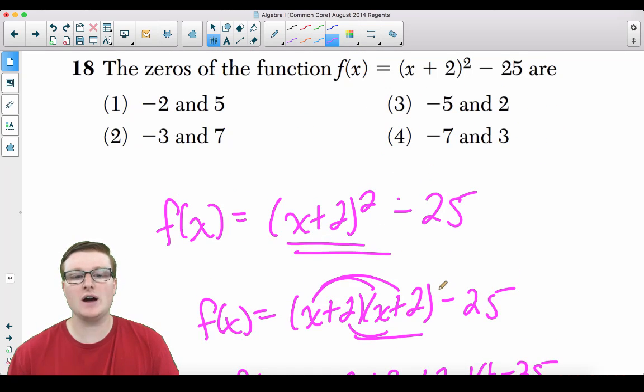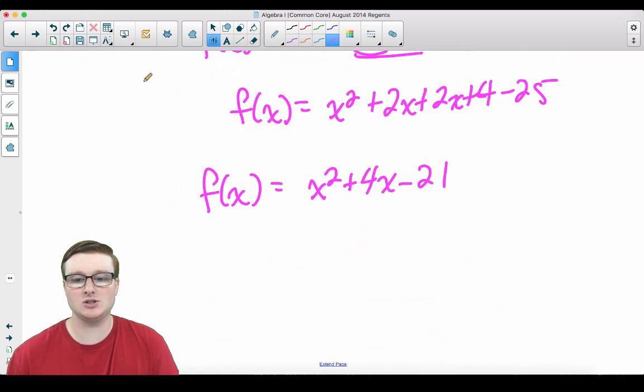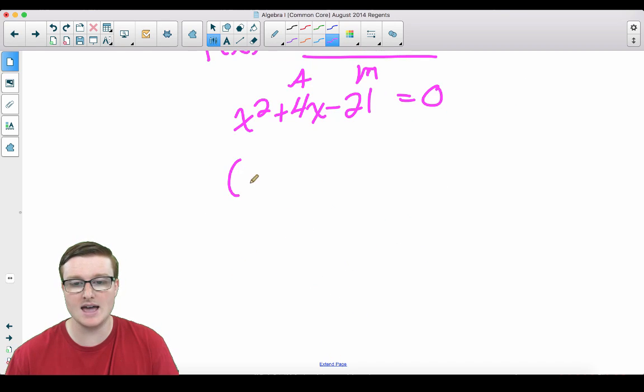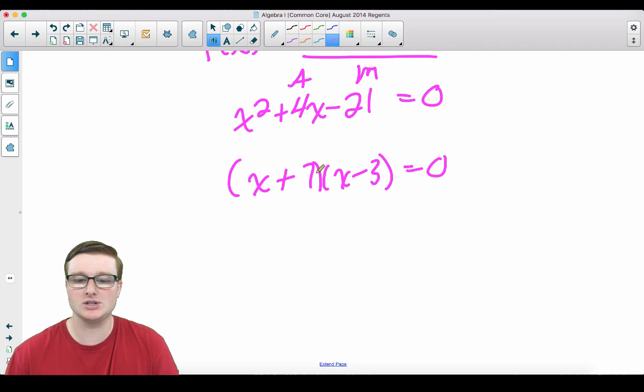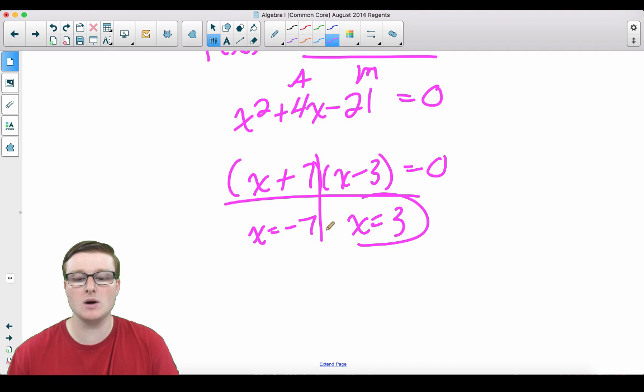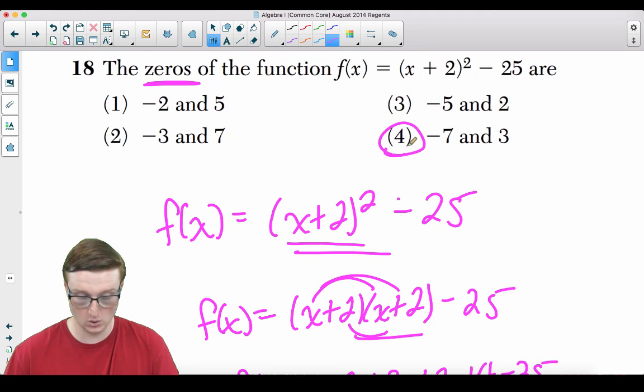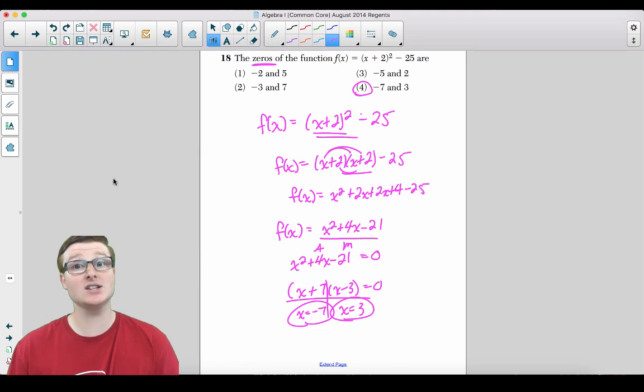So now I'm just going to find the zeros, which are the x-intercepts. So now we're going to set this whole equation equal to 0. X squared plus 4x minus 21, set that equal to 0. What adds to 4 and multiplies to give you negative 21? That is just going to be (x plus 7)(x minus 3) equals 0. Do your t-bar, x equals negative 7, and x is equal to positive 3. And that is why it is going to be choice 4. And that is your answer.